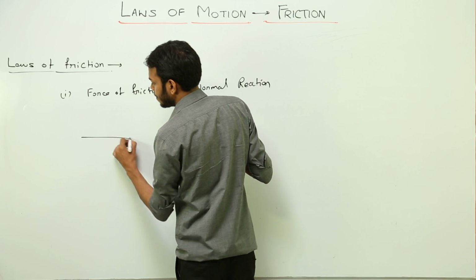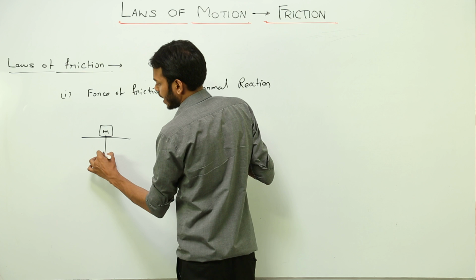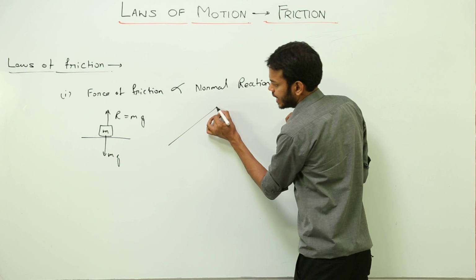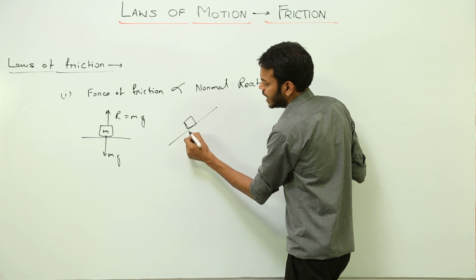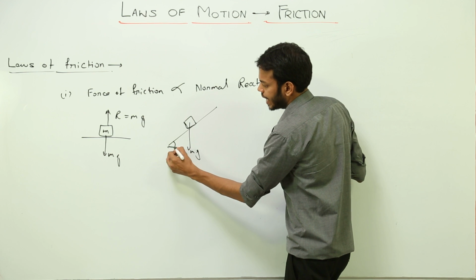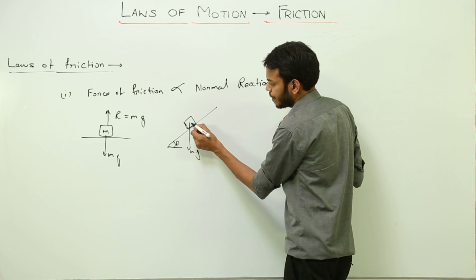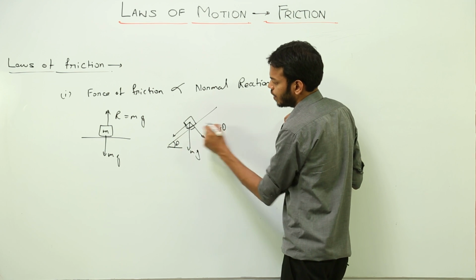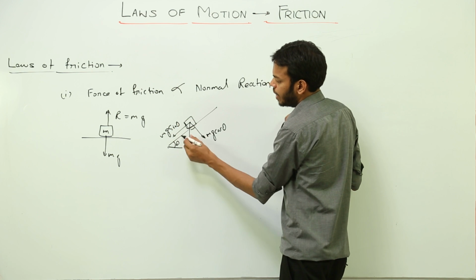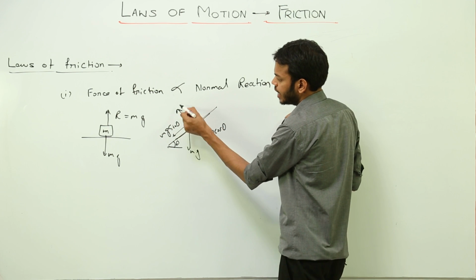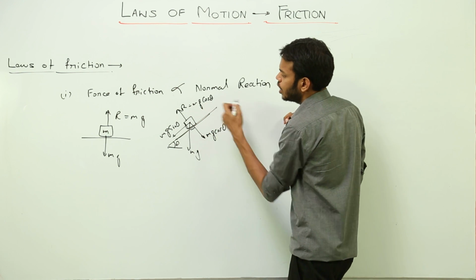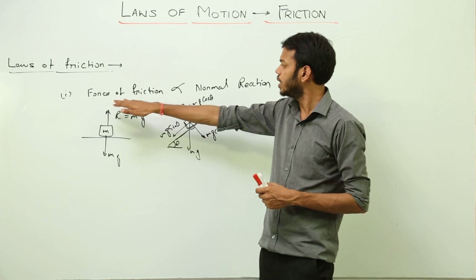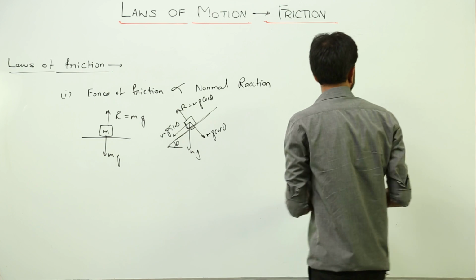For example, in this case, suppose this is a body of mass m, the weight is mg, so normal reaction R would also be equal to mg. But in case this body is placed like this, weight is vertically downwards, and if the slope is making an angle theta, I can make two components of mg. One is this and one is this. This angle would be theta, this will be mg cos theta, and this would be mg sin theta. Normal reaction is always perpendicular to the surface, so R is equal to mg cos theta. So normal reaction depends on the situation and the body. So this is the first law, that is, force of friction depends on the normal reaction.